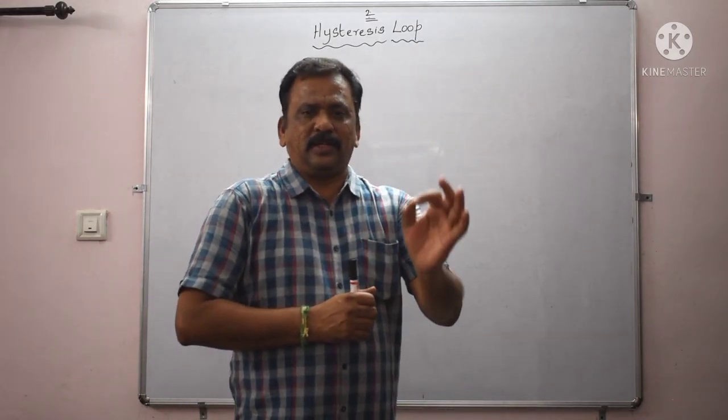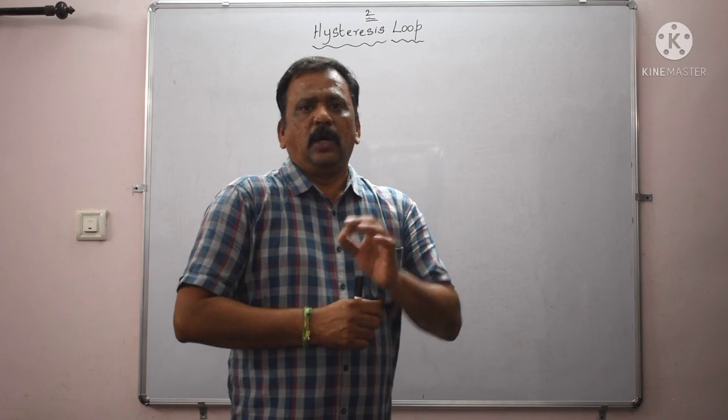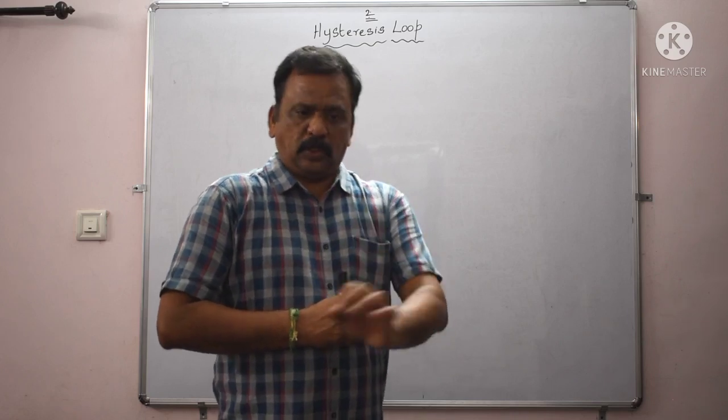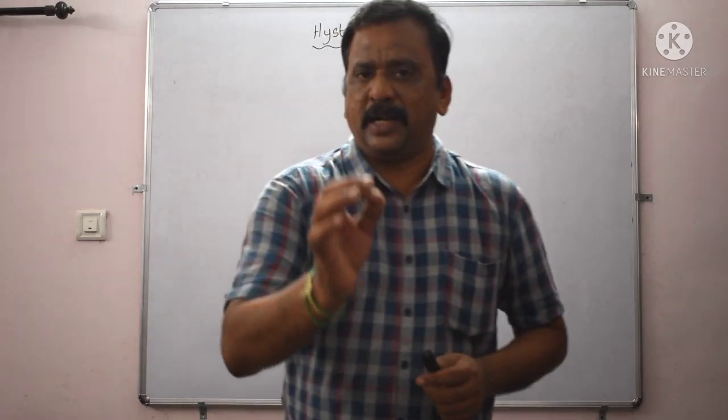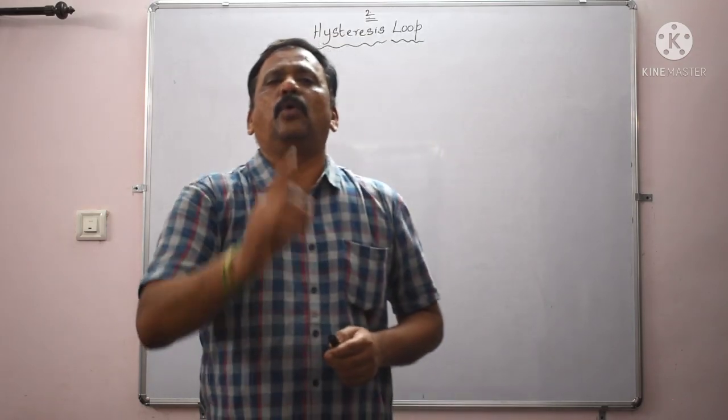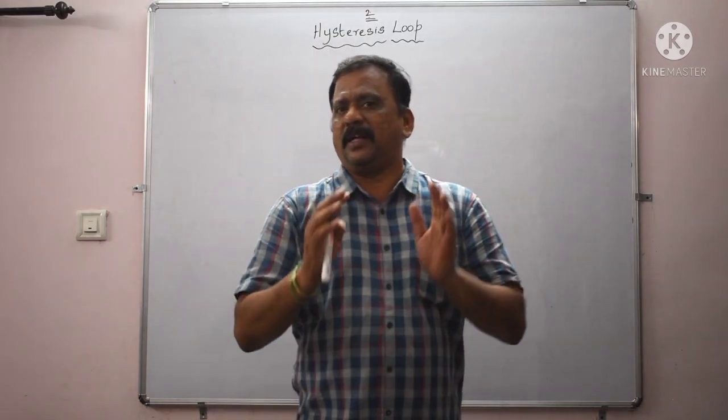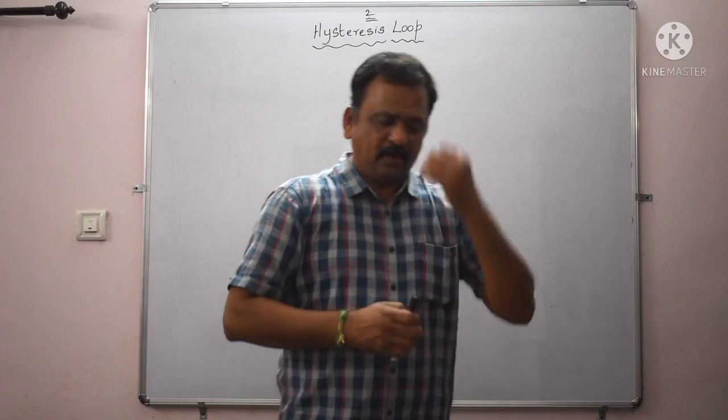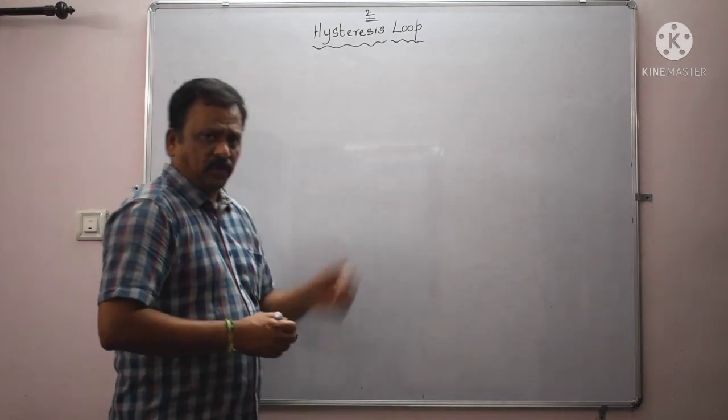What is hysteresis, and explain how to draw the hysteresis loop for a given ferromagnetic material taken through one complete cycle of magnetization. So what is hysteresis first of all?